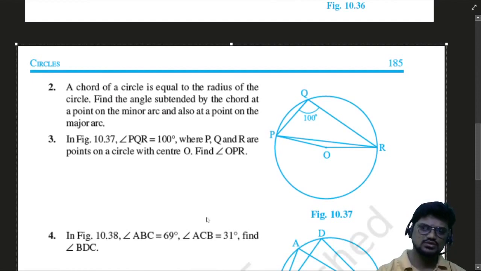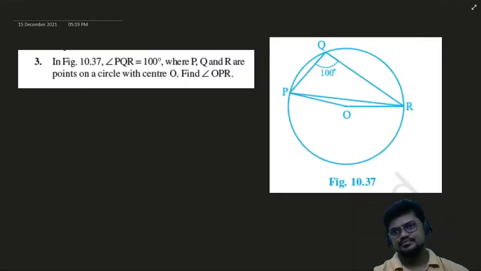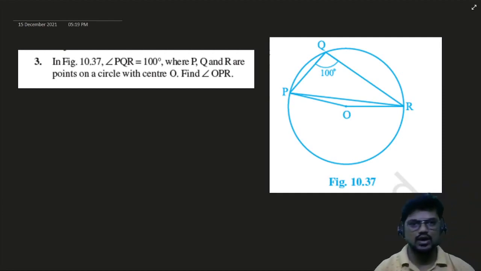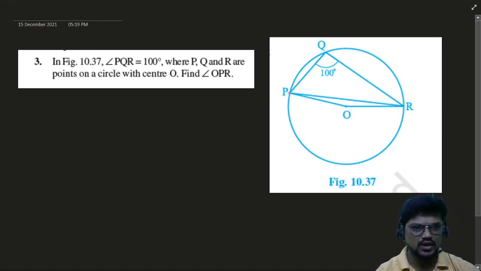Now the next question is question number 3. What they have given in figure 10.37 is that angle PQR is 100 degrees, where P, Q, R are points on the circle with center O. You have to find angle OPR. Now how can we find it?